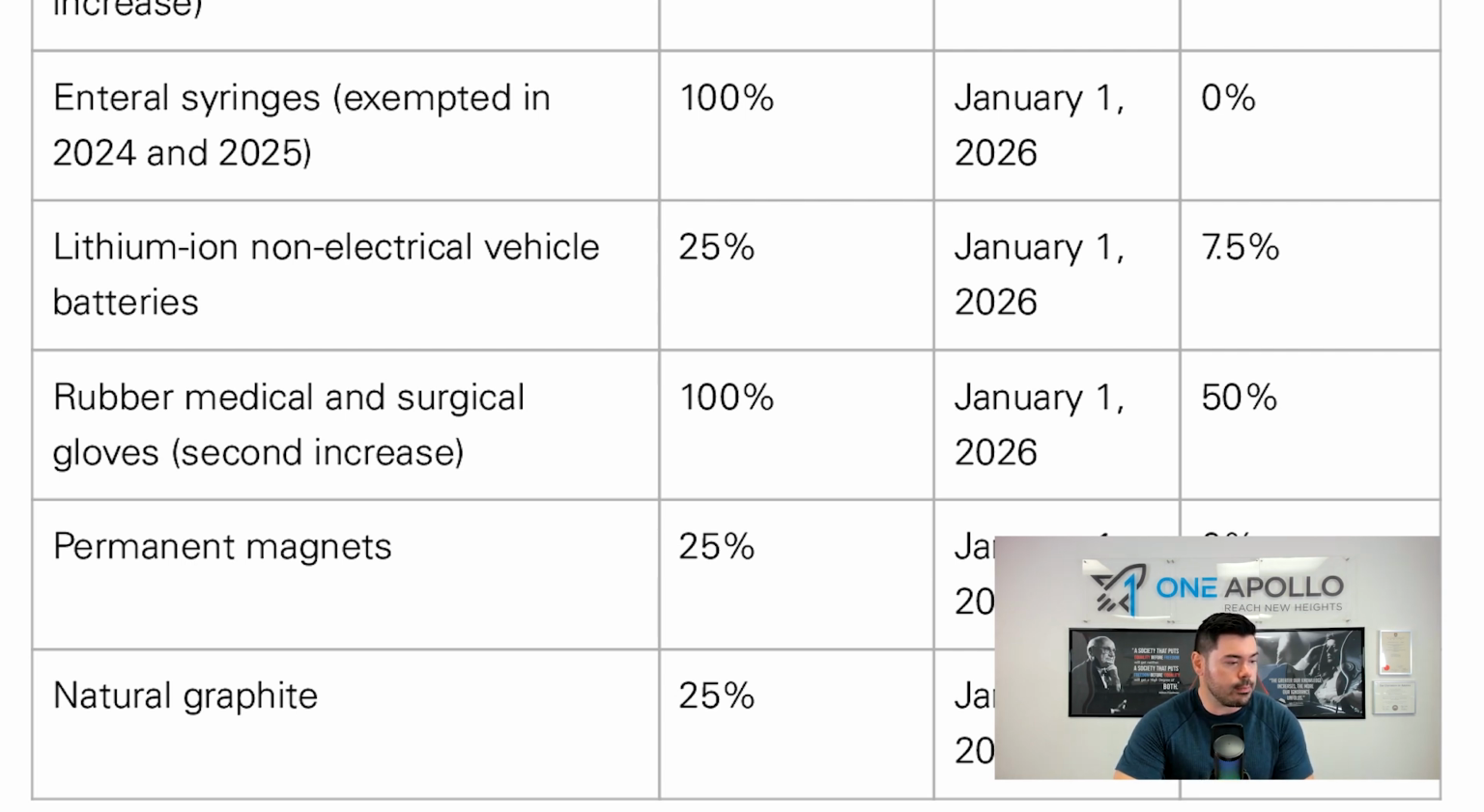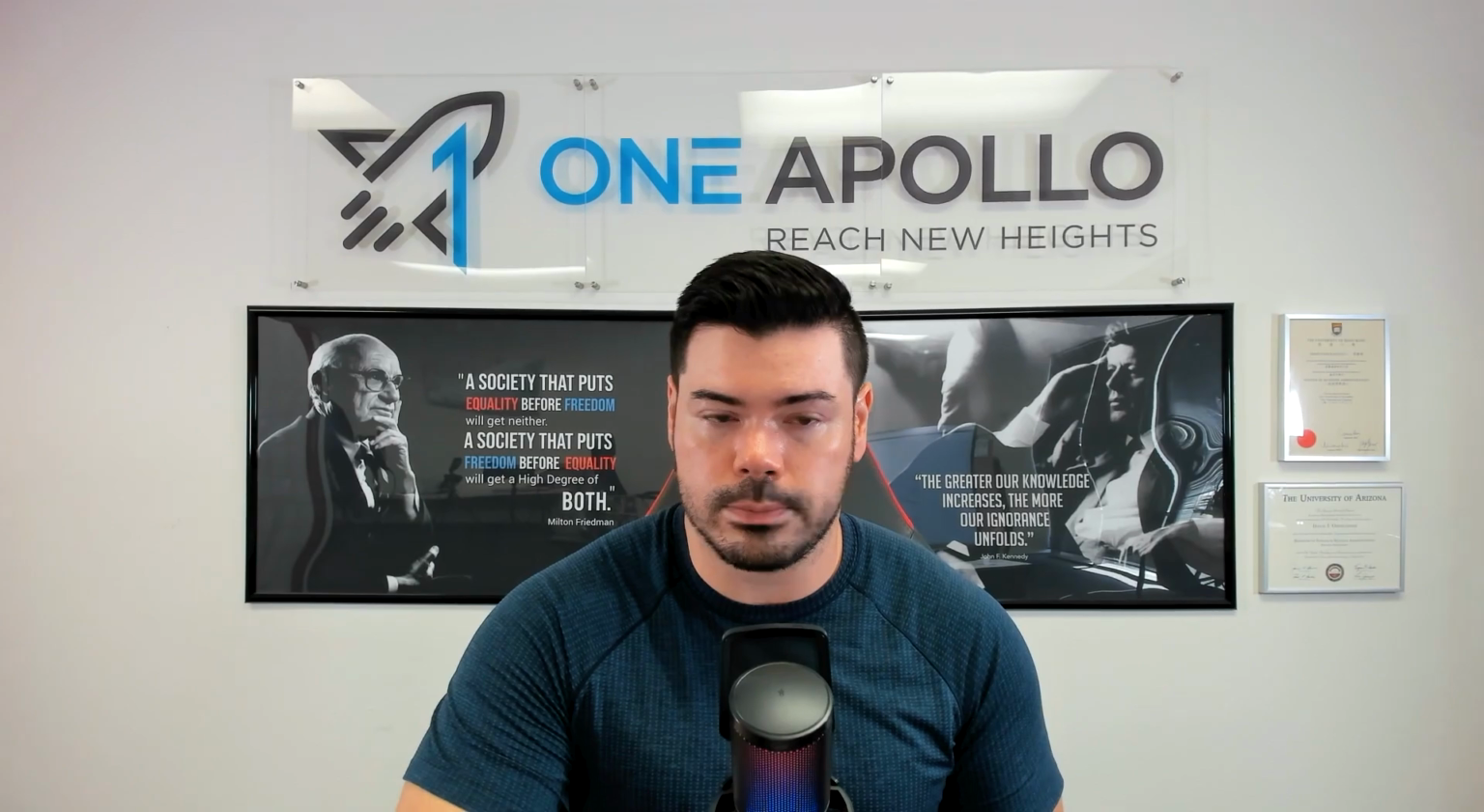And you can see that here in January 2026, latex gloves are going to go from 50 to 100%. And that's pretty interesting how they're doing two-tier now, which makes sense. Businesses need time to adjust their supply chain. All right, and that's really the updates in the Section 301 tariff code.